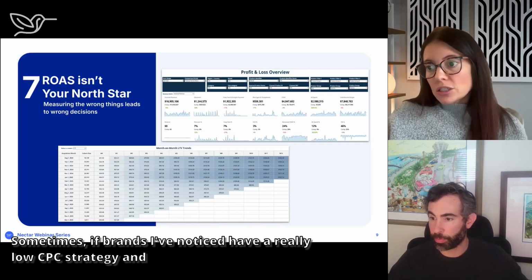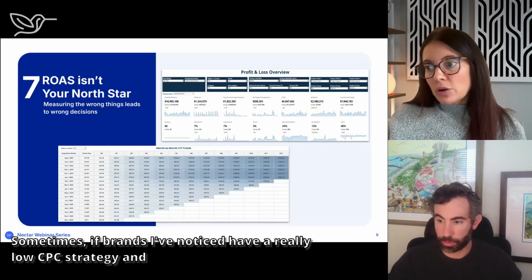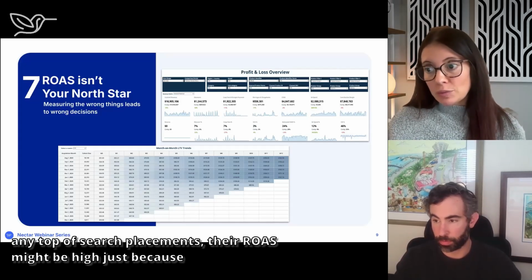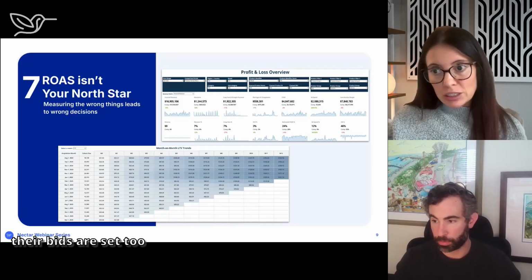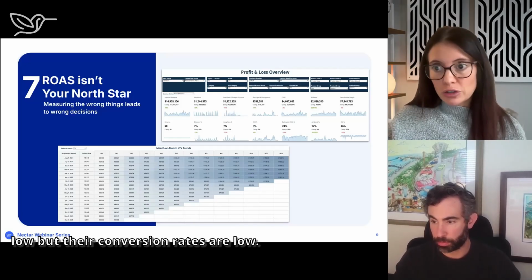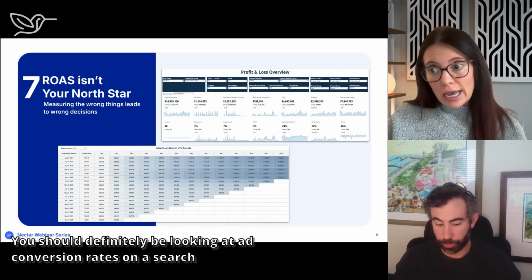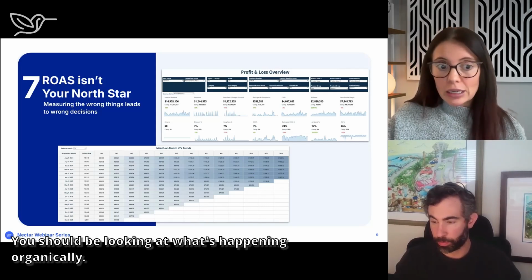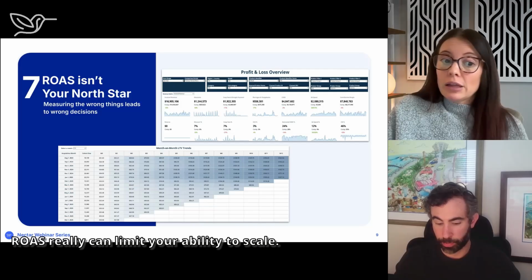Also, sometimes brands, I've noticed, have a really low CPC strategy and they're not getting any top of search placements. Their ROAS might be high just because their bids are set too low, but their conversion rates are low. So you should definitely be looking at ad conversion rates on a search term level. You should be looking at what's happening organically. ROAS really can limit your ability to scale.